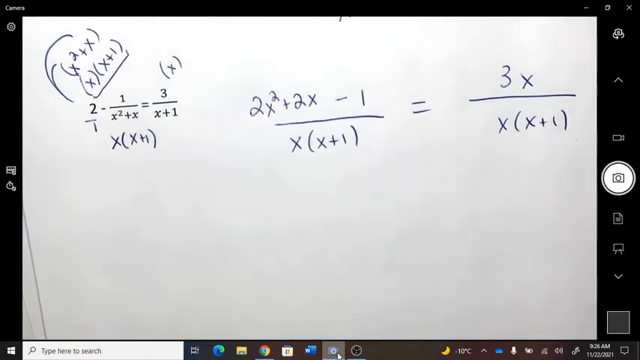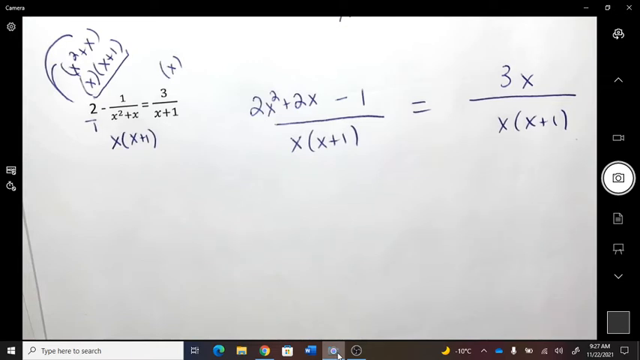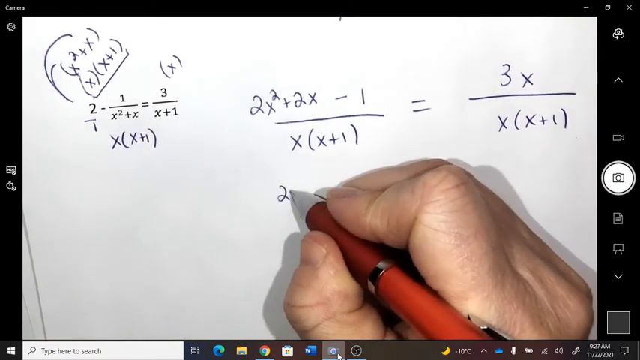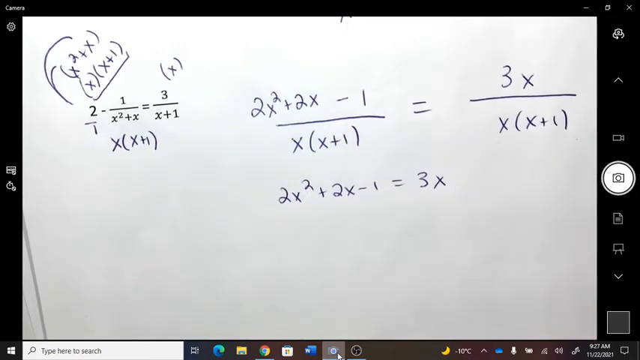Okay, please make sure you are following where your equal sign is. Does that make sense? Make sure everything on the equal sign is on the right or left side where it needs to be. Okay, so my conclusion is if the bottoms are the same, I better make sure just the tops are the same. So 2x squared plus 2x minus 1 equals 3x. Bless you. Okay.